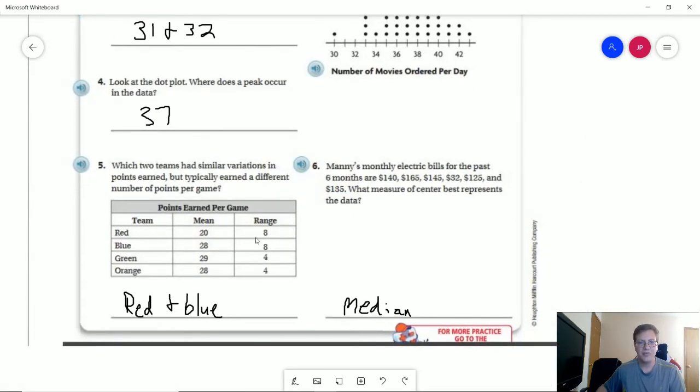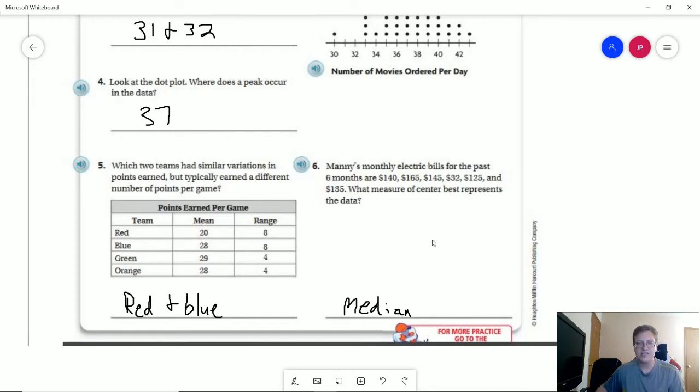For number 5, we can look at our range of 8 and see that we have 2 teams with 28 and 20. And so the red and blue teams are going to be the teams that have a drastically different number of points per game, even though the variation in points earned is equal.